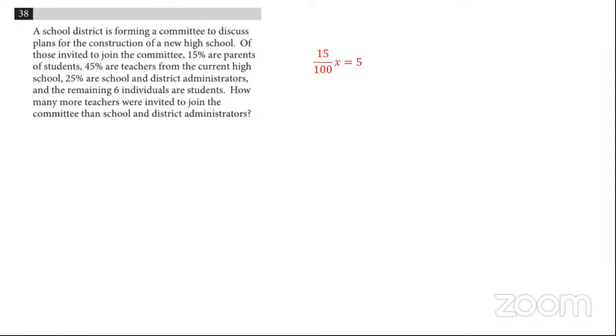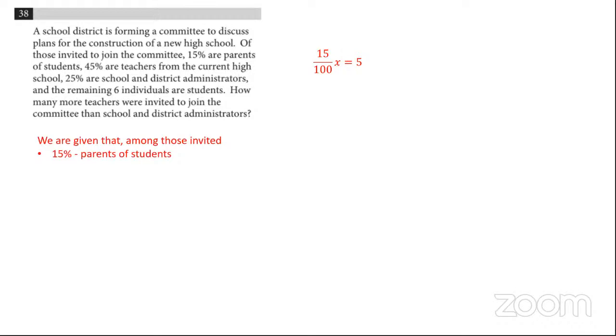A school district is forming a committee to discuss the plans for the construction of a new high school. So they are basically trying to construct a new high school. To do this, they are forming a committee and they are inviting members. Of those invited to join the committee, 15% are parents of students.